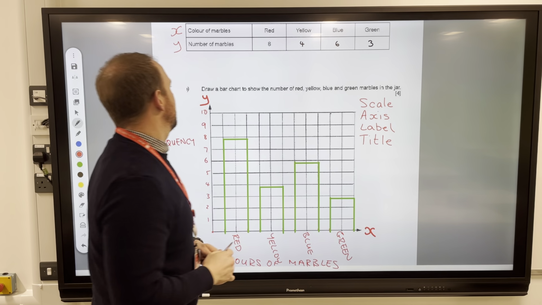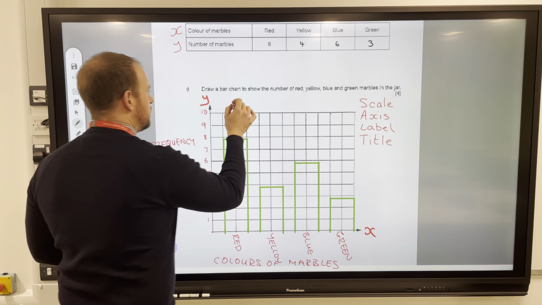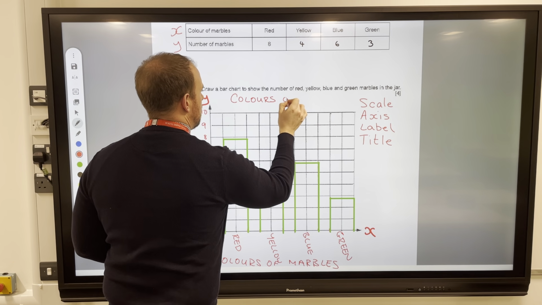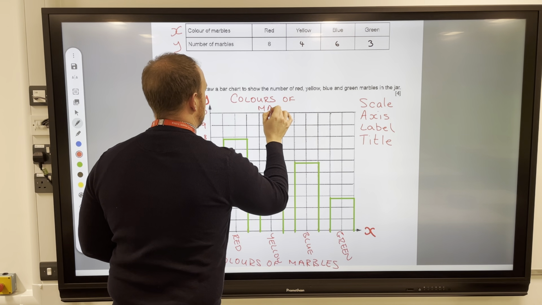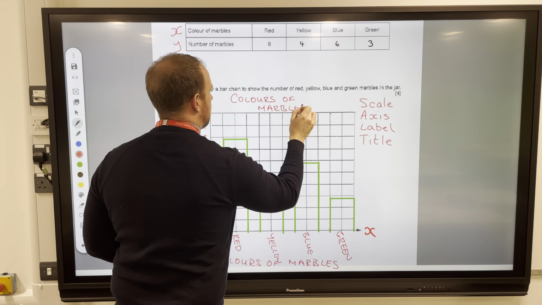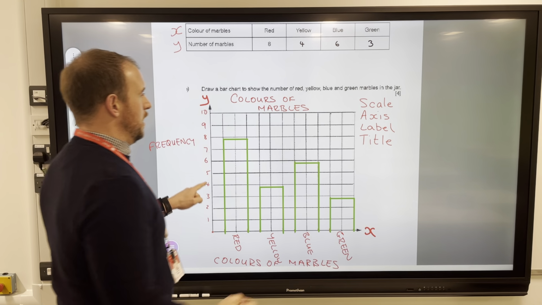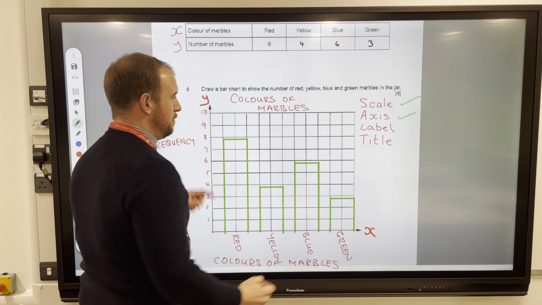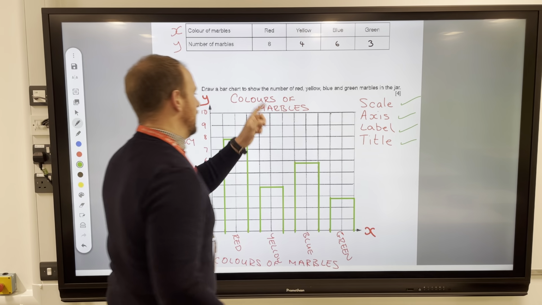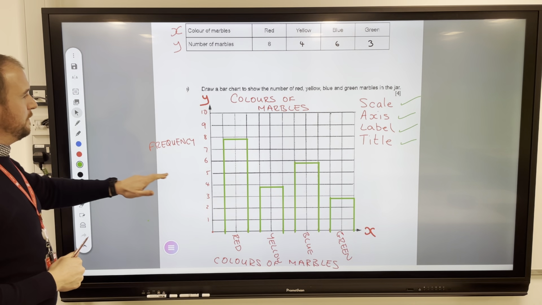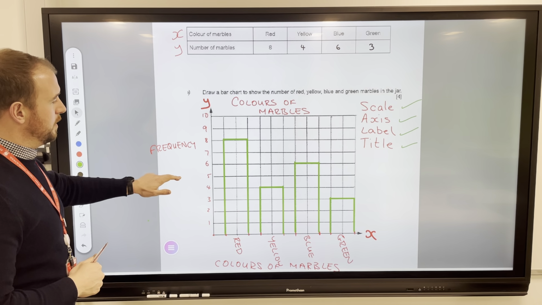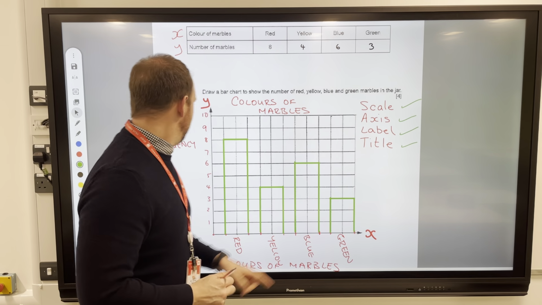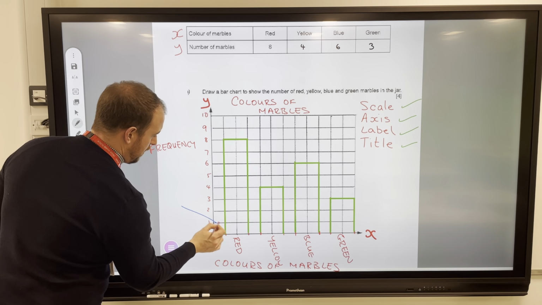T is for title. These are the colours of marbles. So this would be my title, colours of marbles. Okay, so you can see then, scale sorted, axes are clear, I have labelled them, and I have given a title. You have to be careful with obviously the squares, and you have to be careful with making sure there is a gap between every single bar.